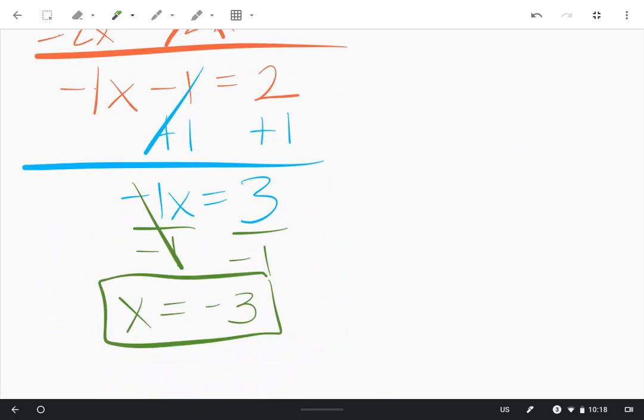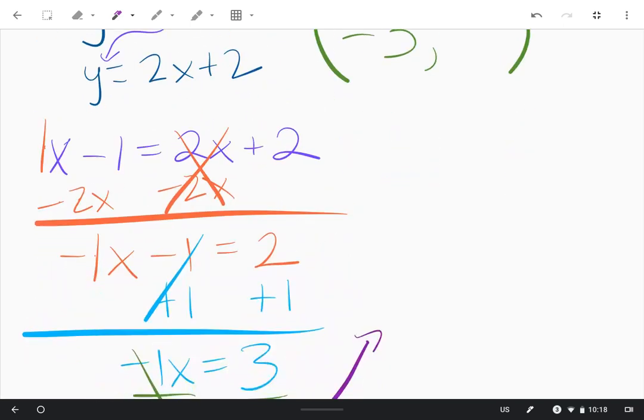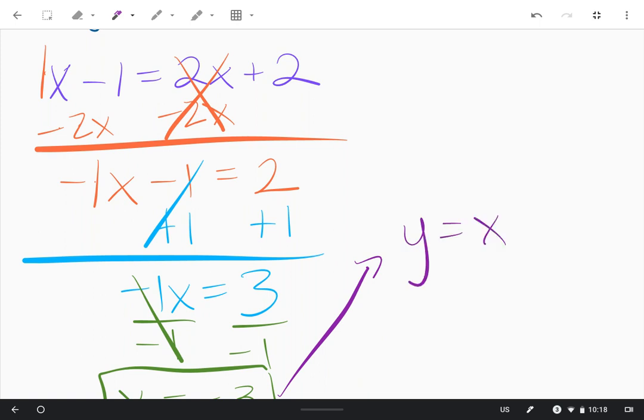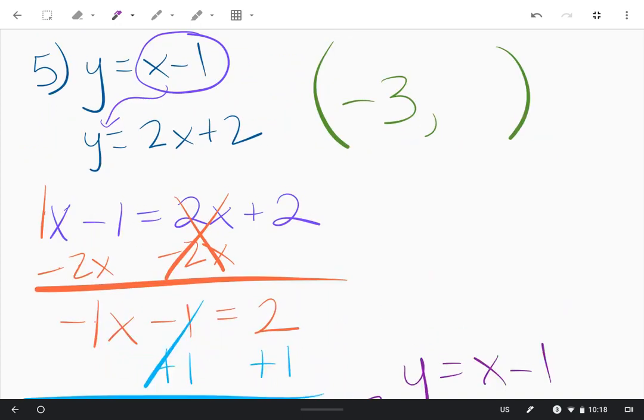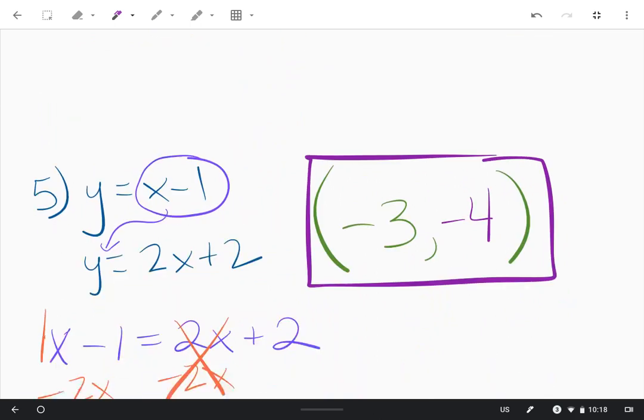And so we go up and we plug that in to either one of the original equations. Let's do the first one, y equals x minus 1. And if I plug in, I get negative 3 minus 1. Again, I'm plugging in the negative 3 into that equation. Y equals negative 3 minus 1 is negative 4. And so that's the other part of my solution. So my xy solution for that is -3, -4.